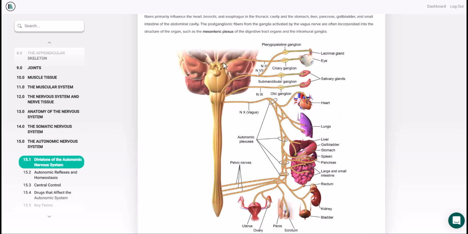So again, we see a pair of places: craniosacral, with the pre-ganglionic fibers being long and the post-ganglionic fibers being very, very short.